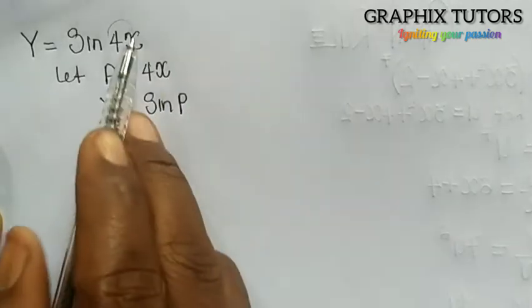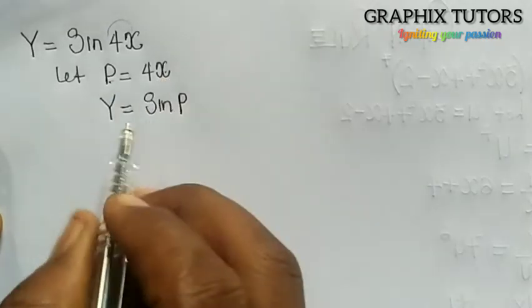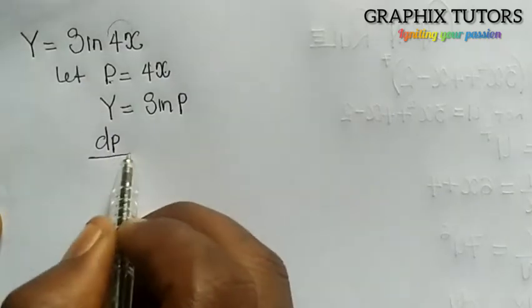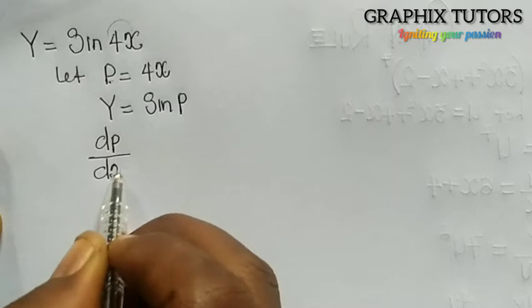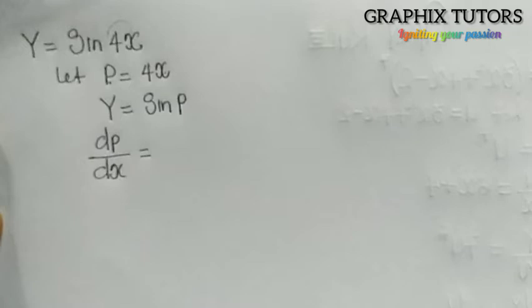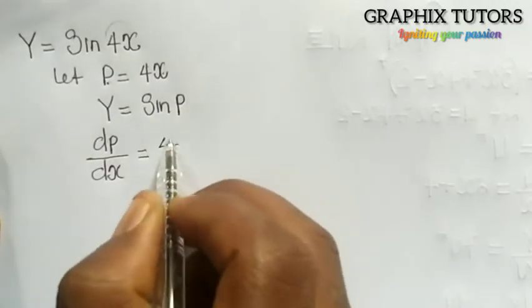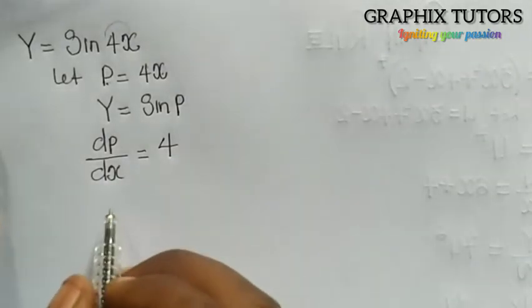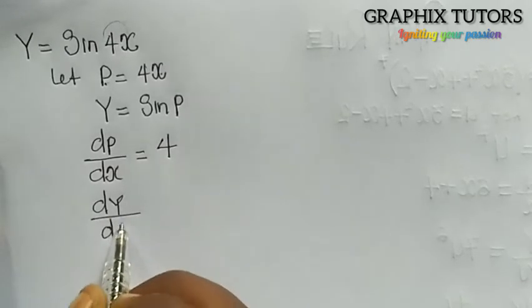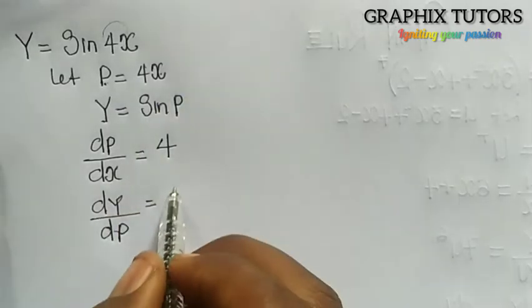Sine p. As I've already said, this guy here is p. Now differentiate the p with respect to what? X. So I'm going to have dp all over dx. So when you do that, dp over dx will give me 4, right? And also dy all over dp, because when differentiating sine, we'll be having cos.